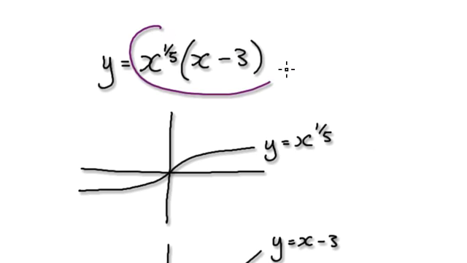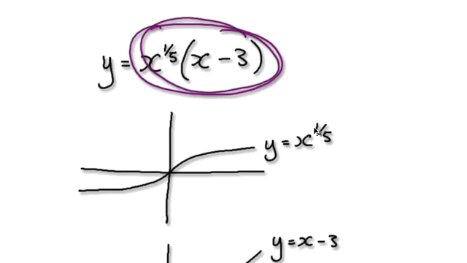So the point I'm trying to make is that the combination of the two here, as x gets bigger and bigger, will head towards infinity. So this thing here will head towards infinity.